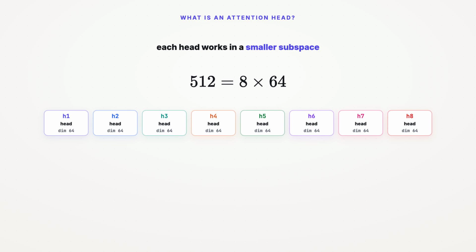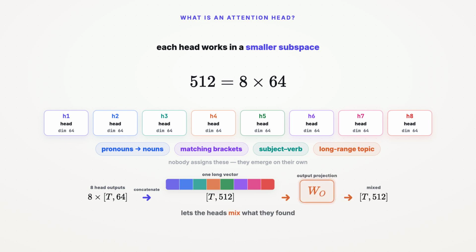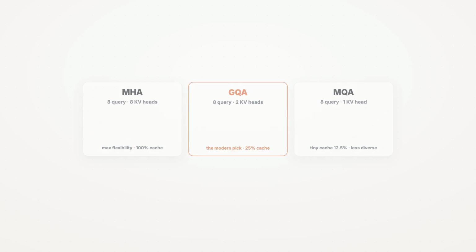Different heads specialize on their own. One might track pronouns, another matching brackets in code, another long-range topic. Nobody assigns these jobs, they emerge. Then all 8 outputs are concatenated back to full width and pass through an output projection, which lets the heads mix what they found.